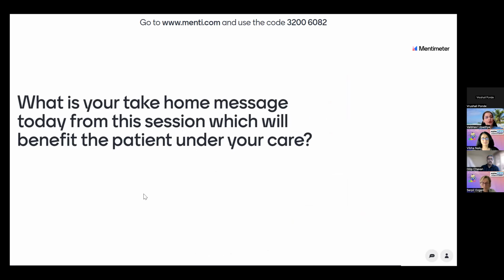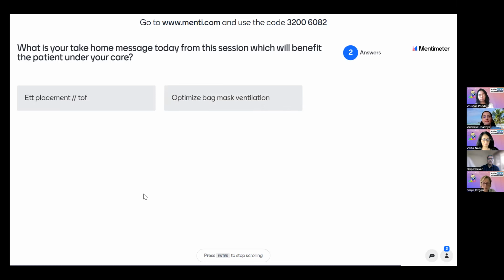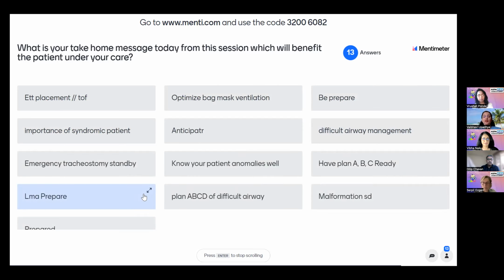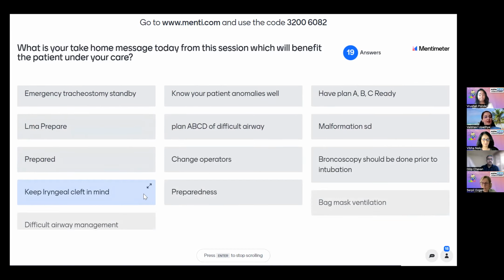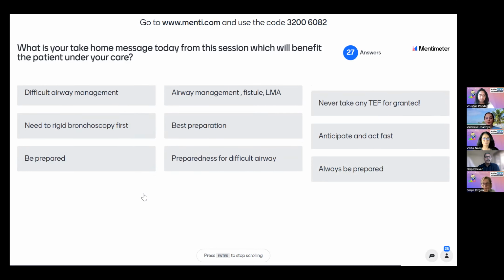I would like to thank you all, but before that, I would like to know what is the take-home message today from this session that will benefit the patient under your care in future? What is it that you take home from this simulation, this case scenario? Optimize bag mask, be prepared, importance of syndromic patients, anticipate ED tube placement in tracheoesophageal fistulas could have a laryngeal component as well. Keep laryngeal cleft in mind. Yeah. Absolutely. Thank you so much. Thank you.